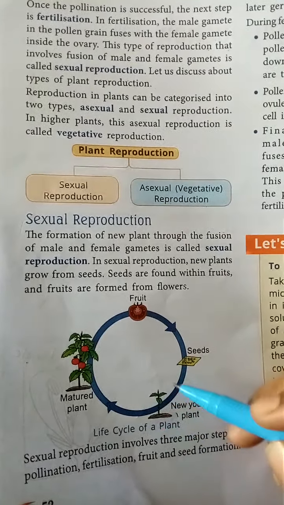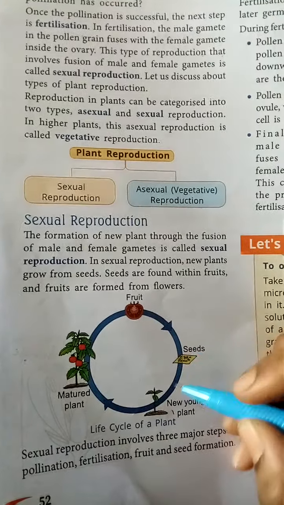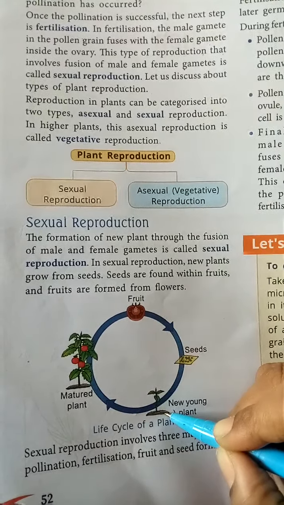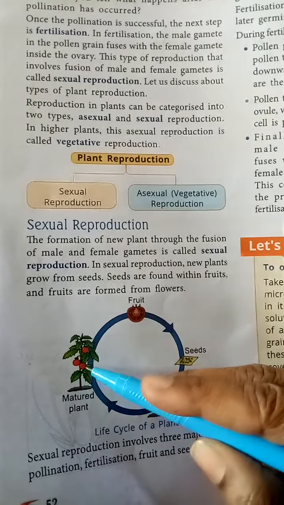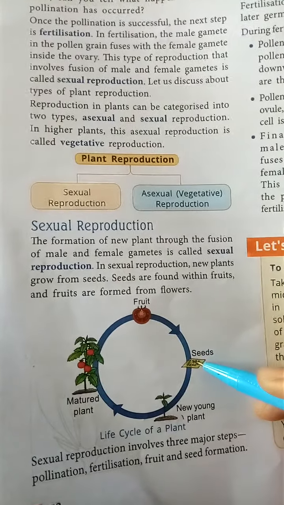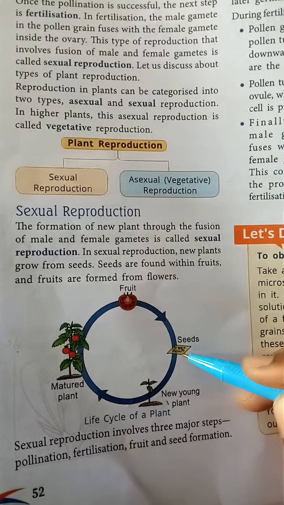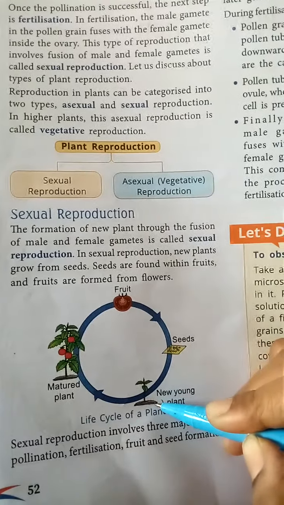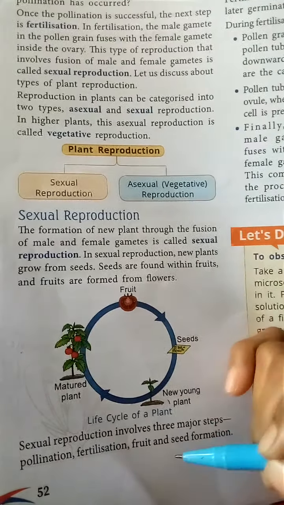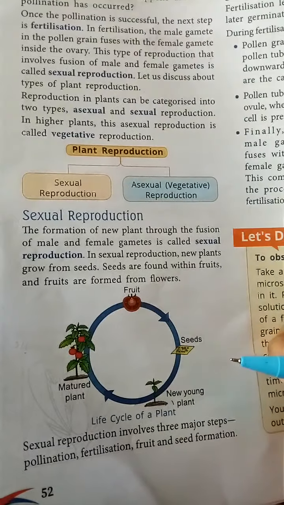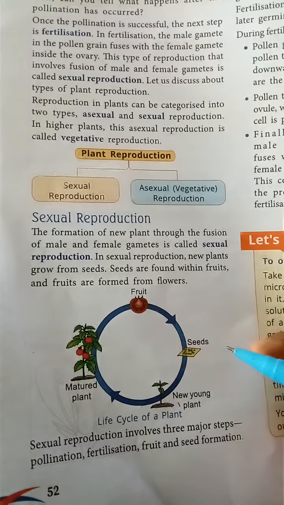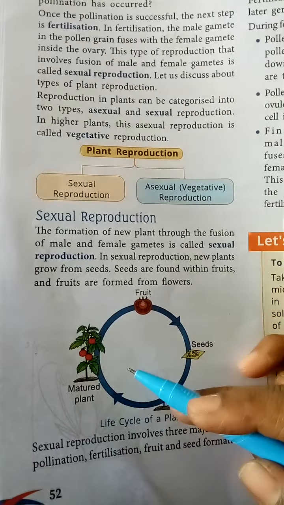Look here at the life cycle of the plant. See, from the seed the new young plant grows. When it matures, fruits grow on the plant. Again from the fruits, we obtain the seeds. Seeds are useful for the germination of new plants. So in sexual reproduction, new plants grow from seeds. Seeds are found within fruits, and fruits are formed from the flowers.